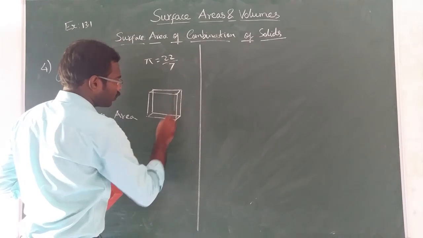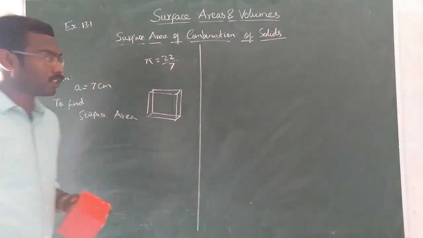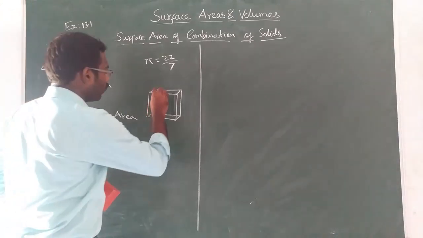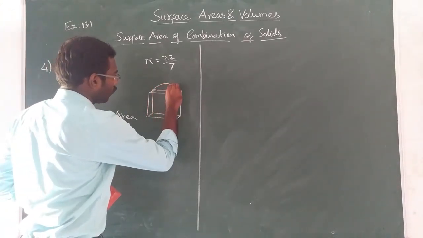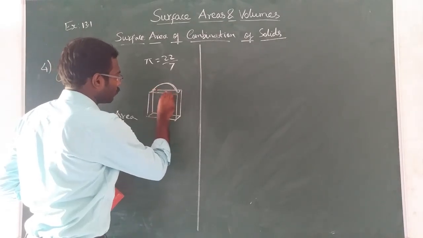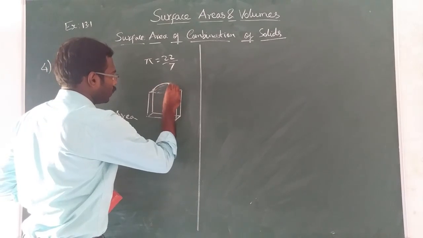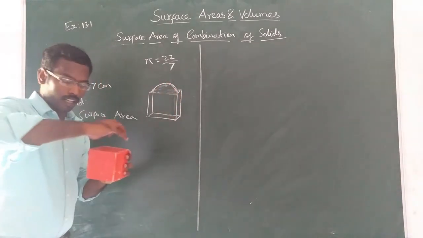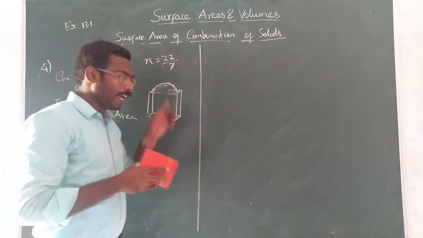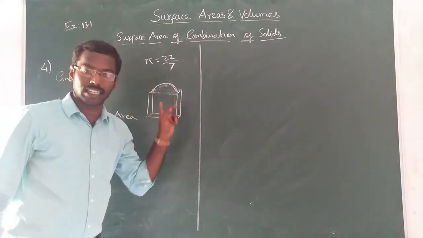Okay, this is a cube surmounted by a hemisphere. So on the top, what we have? On the top we have a hemisphere. So on one side of the cube we are having a hemisphere. So we are not getting a proper three-dimensional structure.